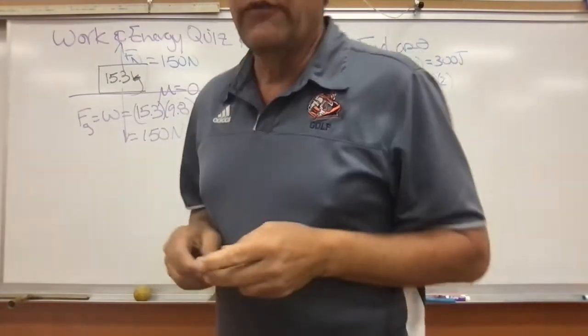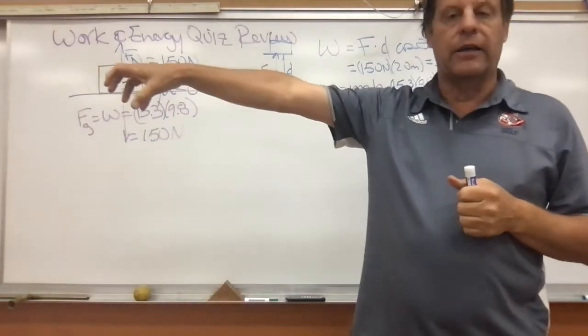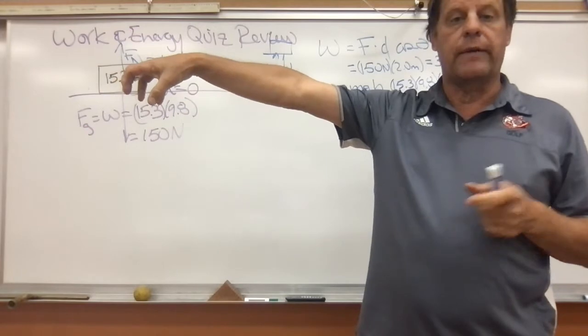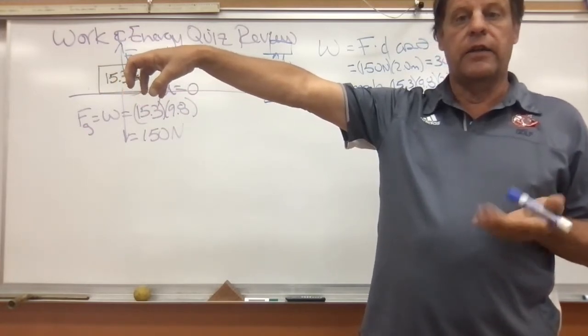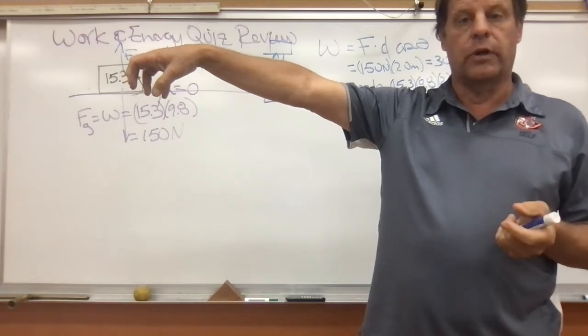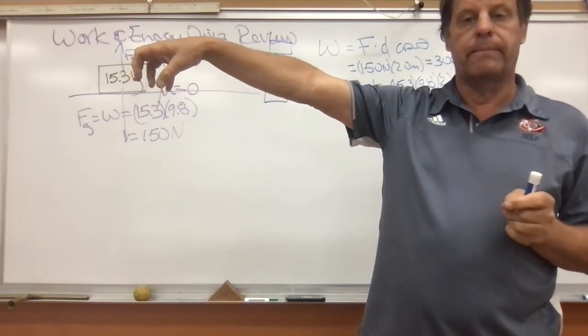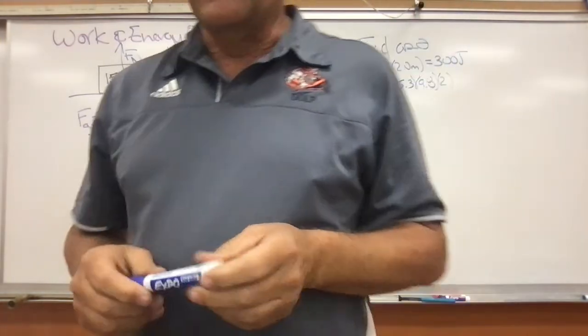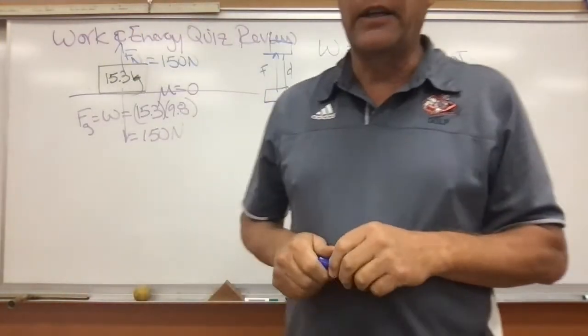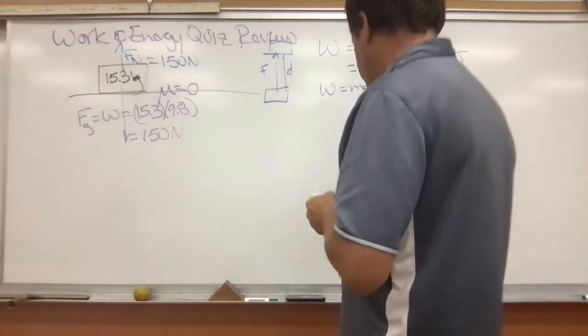It says if the block is held there at 2 meters above the ground, if it's not moving, okay, then there is no net work. And therefore that would be 0 joules. All right, moving on. Now we're going to apply 75 newtons horizontally.